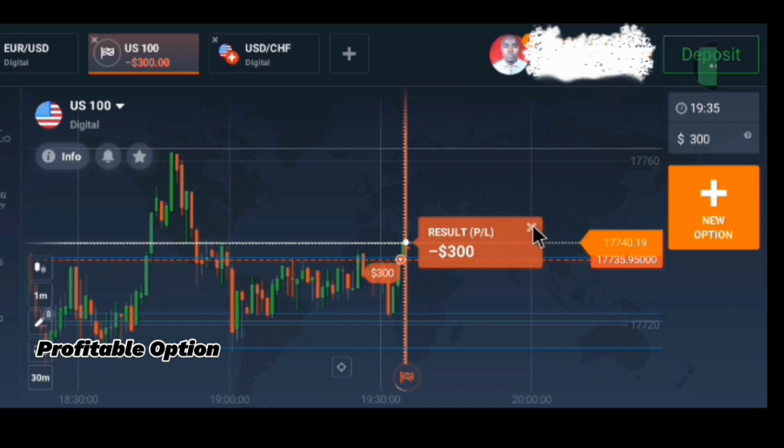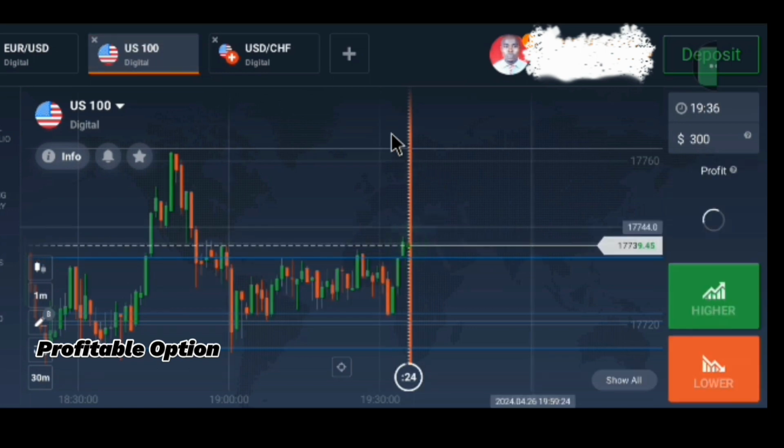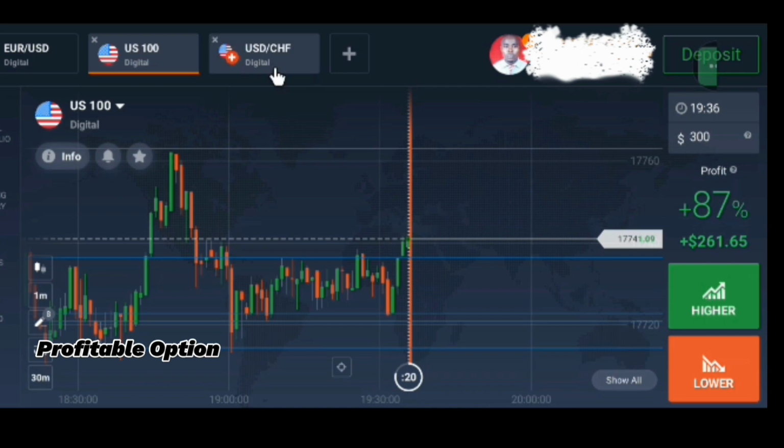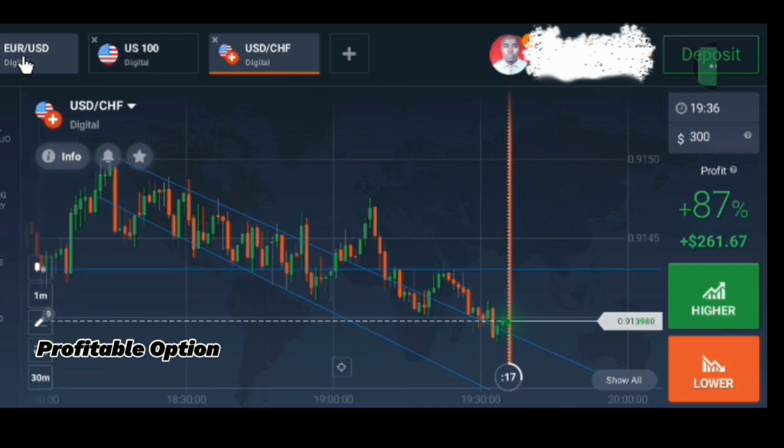Okay, I've lost this trade. So there's one more trade remaining. After this last one, I'm not going to take any other trade. Okay, so let's see.